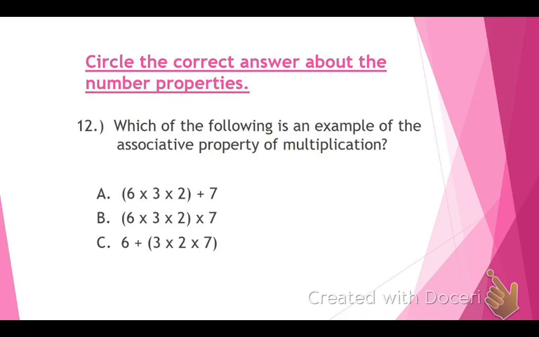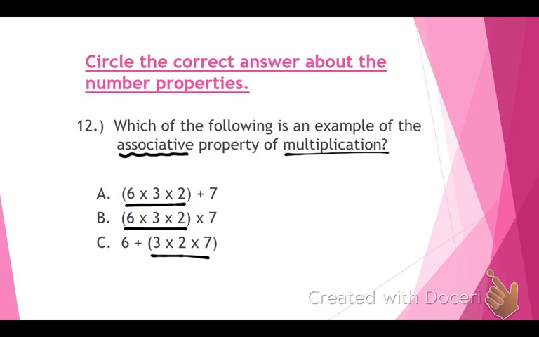Grouping, okay? Look right here. This is a group because it has numbers inside the parentheses. This is a group because it has numbers inside the parentheses. This is a group because it has numbers inside of the parentheses. So every single one of these has to do with the associative property. Now the key word is multiplication. Does it have to do with multiplication?